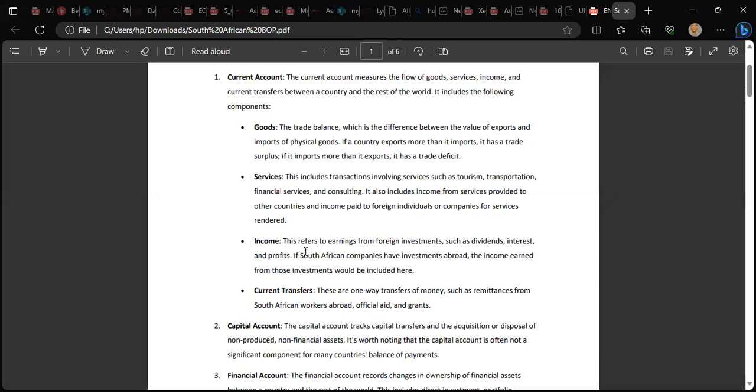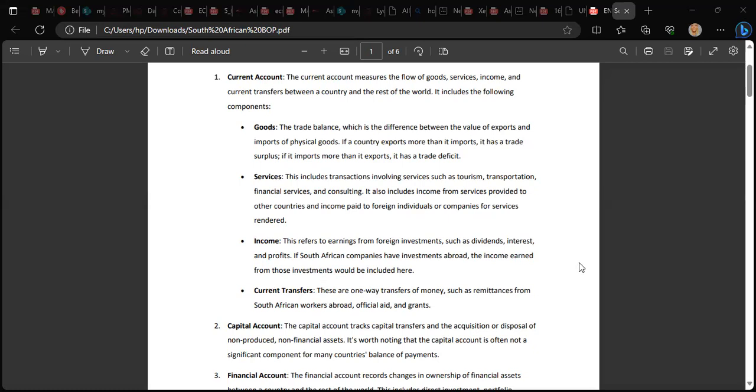And then current transfers. These are one-way transfers of money, such as remittances from South African workers abroad, official aid, and grants. So this is something that could either be coming from us to other countries abroad, or the other way around. Such kind of aid, I think the United States is very big on this kind of foreign aid. So that would fall under our current transfers there.